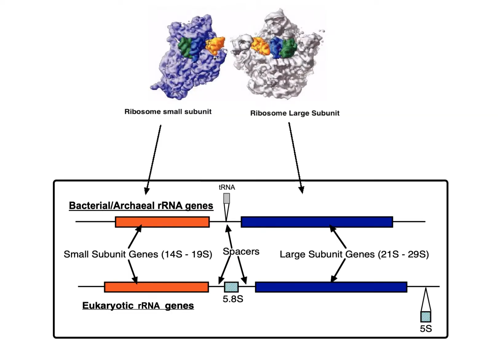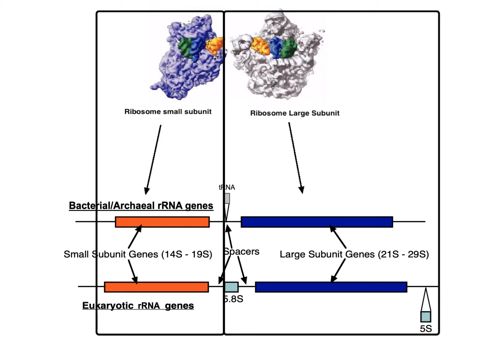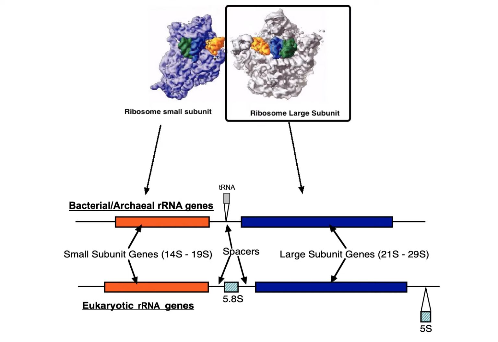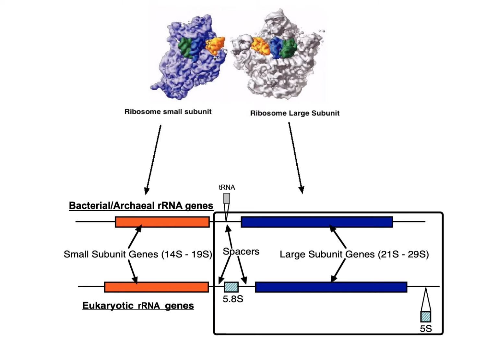Here's another view of those two types of genes. There's the bacterial, there's the eukaryotic, and showing which parts end up in which subunit of the ribosome. So the small subunit rRNA is the primary functional unit of the small ribosomal subunit, while the large ribosomal subunit is composed of the large rRNA and the 5S rRNA, as well as in eukaryotes the 5.8S ribosomal RNA.